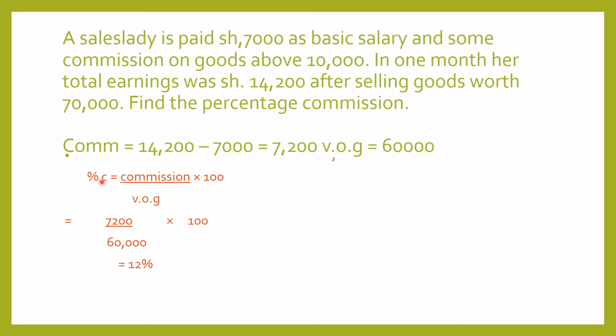So commission 7,200 over 60,000 times 100. Very easy. 2 zeros, 2 zeros. 72 divided by 6, by 2 here, 3, by 2 here, 36. 6 divided by 3 is 12. So the percentage commission is 12%. Very easy.